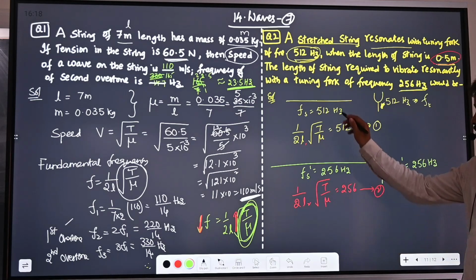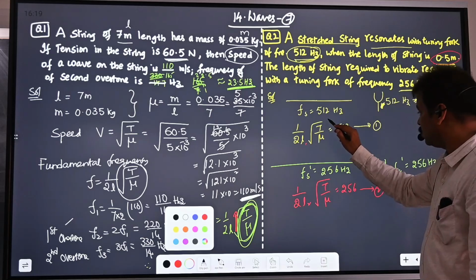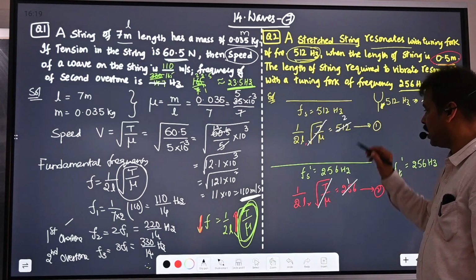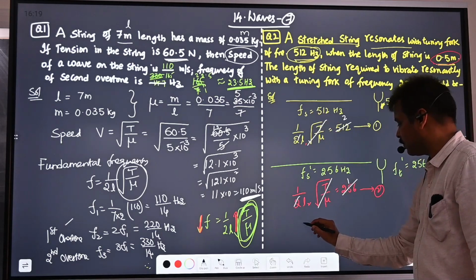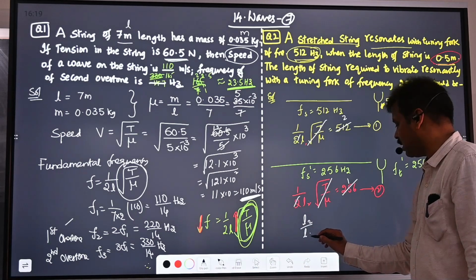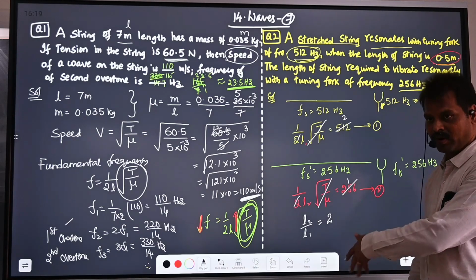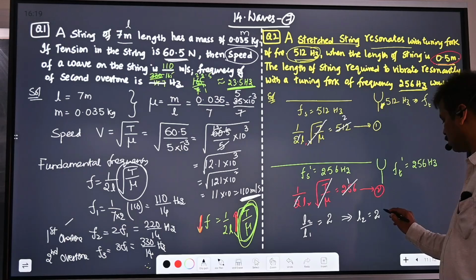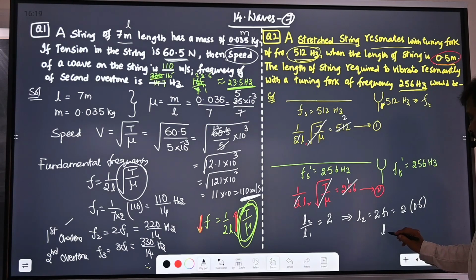So can I cancel these now? Root T by mu cancels. 256, 1, 2, so 2 gets cancelled. So L2 by L1 is equal to 2, na? 2 by 1 is 2. I want L2. So what is L2? 2 L1.